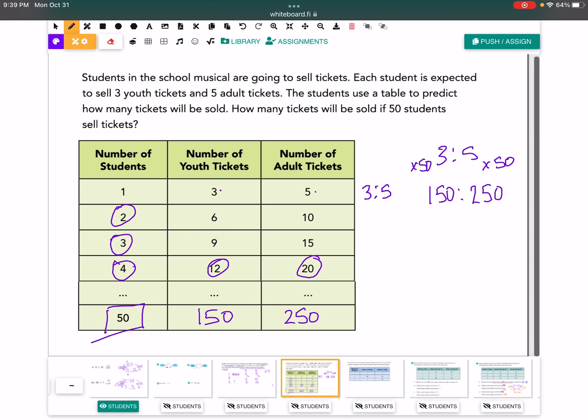Now, you do have to realize that this will completely fall apart since each student is expected to sell this many. What happens if they don't? What happens if nobody decides to sell anything or everybody sells more? Then they will need fewer or greater number of tickets at the time that they put on this musical. All right. Got to keep the real world situations in mind.